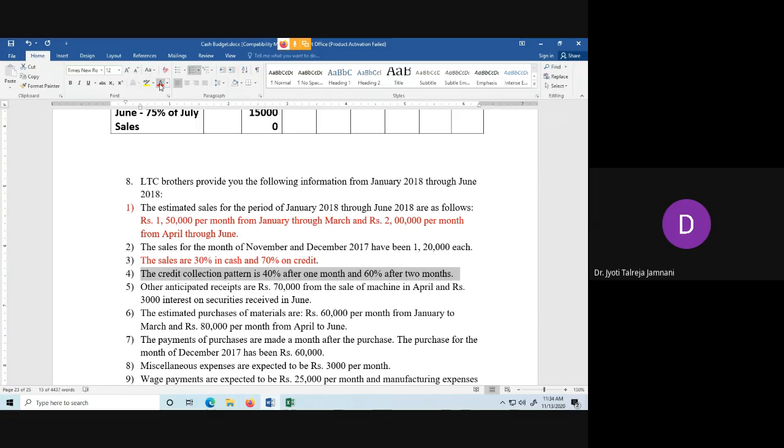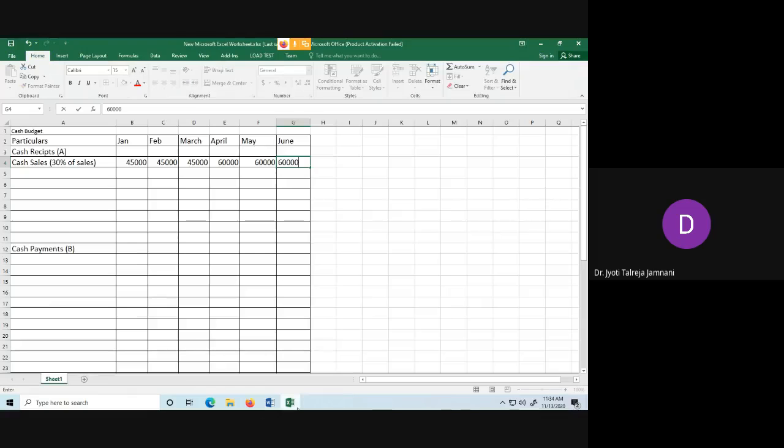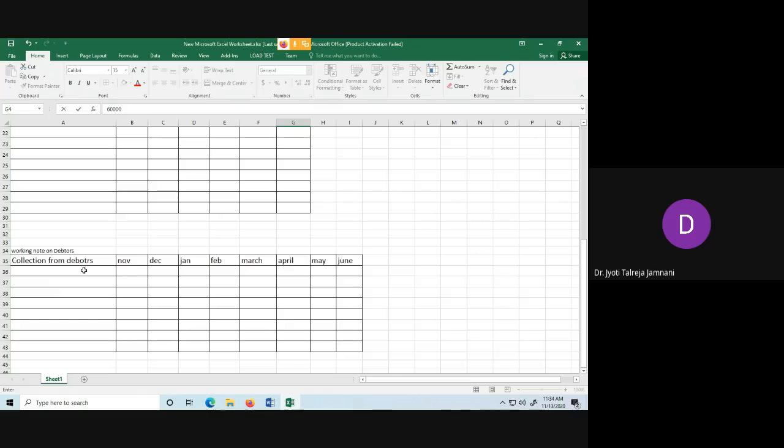If you see here, they have said 40% will be collected after 1 month and 60% after 2 months of the sale. So we will prepare a working note on collection from debtors. In working note, we always take all the months from November, if the data is given from November to June. So here we'll write first credit sales. As we all know, cash sales was 30%, so 70% will be the credit sales. So 70% of sales we have to take here. For November and December, the sales amount given was 1,20,000. 70% of 1,20,000 is 84,000, and for December also 84,000.